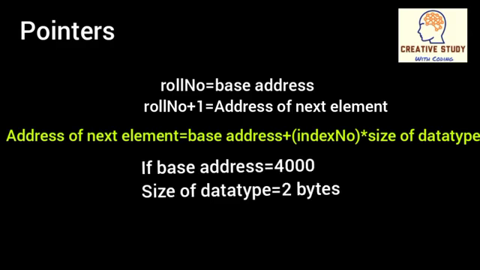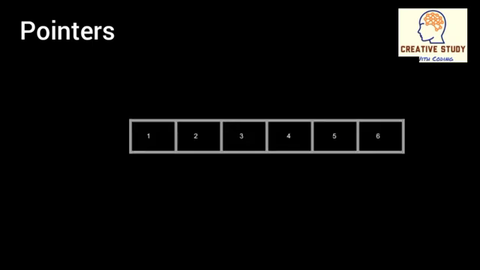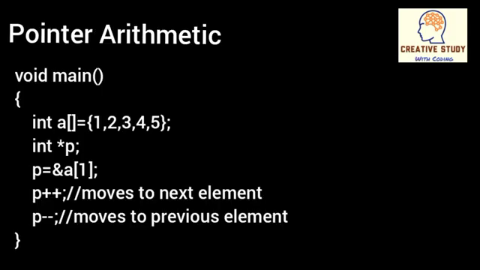If base address is 4000 and size of data type is 2 bytes, then address of second element will be 4000 plus 1 multiplied by 2, that will be equal to 4002. Similarly, we can find out addresses of rest of the elements. Let's do some pointer arithmetic.